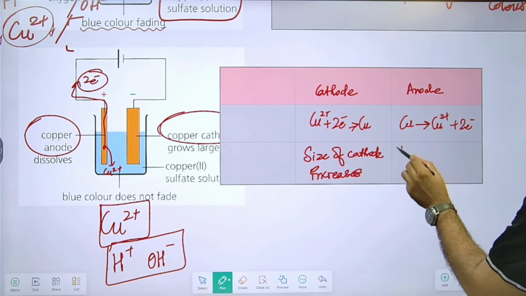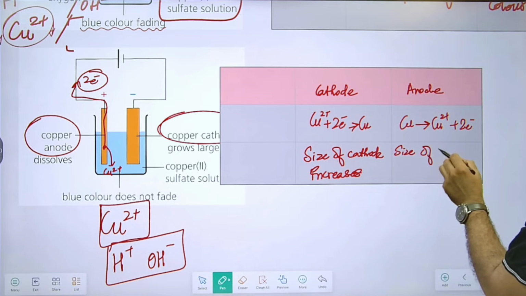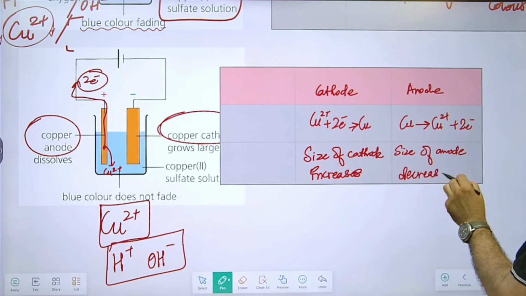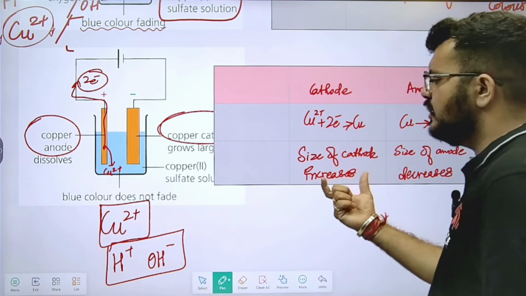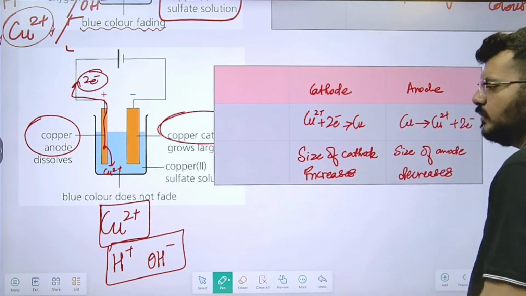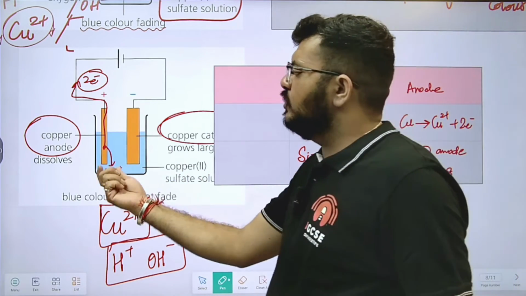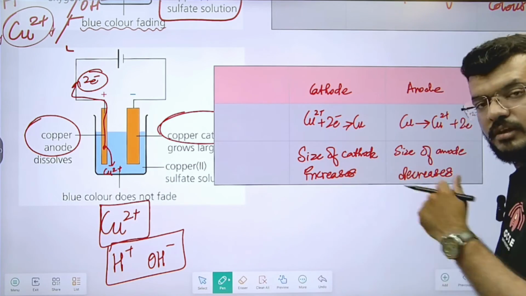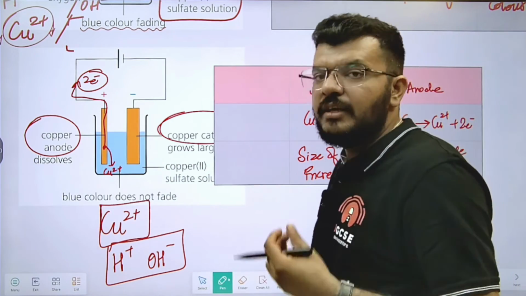What will you see? The size of the anode decreases, right? Why does this happen? The size of the cathode increases because copper is being deposited on the cathode, and copper is depleting from the anode, because on the anode copper is getting oxidized, and on the cathode copper ions are getting reduced.